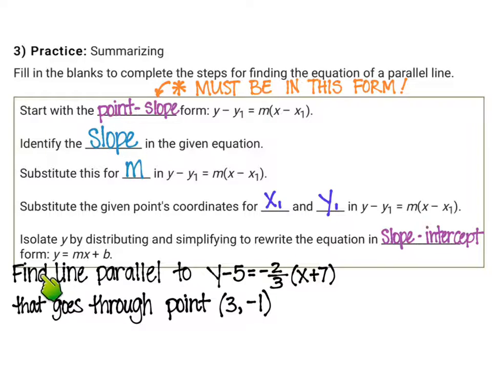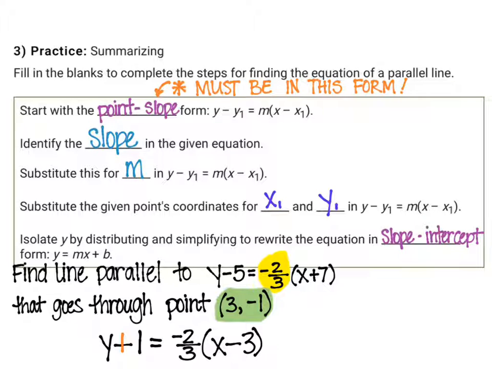So here is a question in doing this. Find the line parallel to this equation right here, y minus 5 equals -2/3 times x plus 7. We want the line that goes through this one point, 3 comma -1. So we identify the slope. The slope is -2/3. We identify the point, and we can write it in point-slope form of a line. Now, this is perfectly fine. This is an equation of a line. It is in point-slope form of a line.